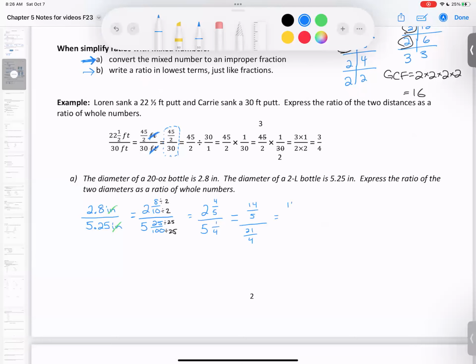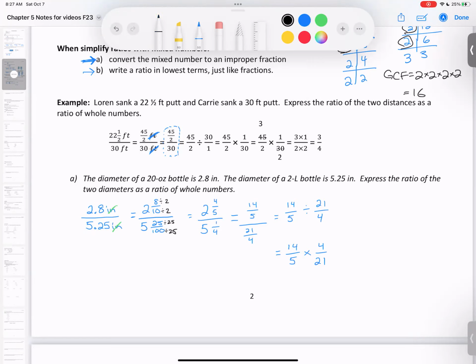Let's use the division symbol on this now. So this is the same as 14 over 5 divided by 21 over 4. And then remember, we can change that division sign to a multiplication sign as long as we flip that second number. So let's flip that second number, take the reciprocal of it, in other words. There we go. And now we're just doing a straight multiplication of fractions. So you can do top times top over bottom times bottom.